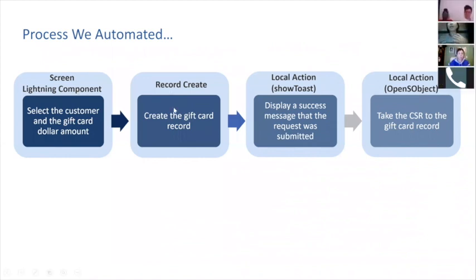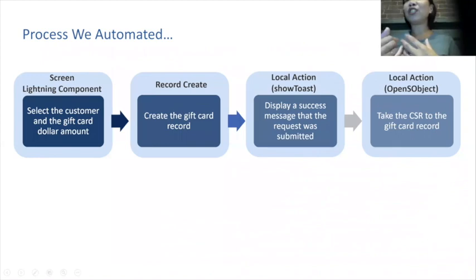So to recap, what we did was we created a flow screen and brought in the Lookup Lightning component. We did a record create. We pulled in a local action to show the toast message. And then we also pulled in another local action that opens an S object record.